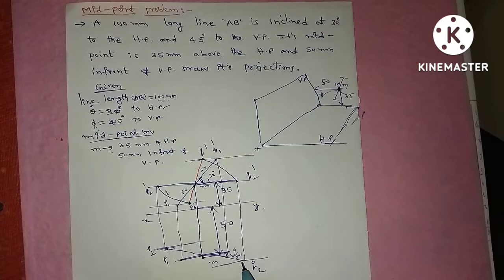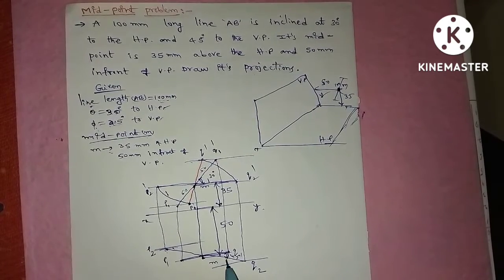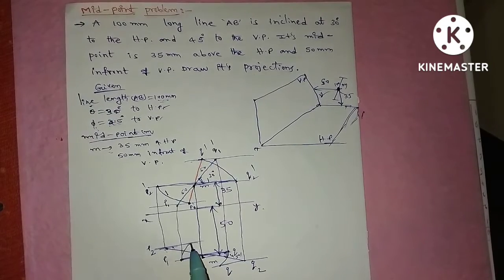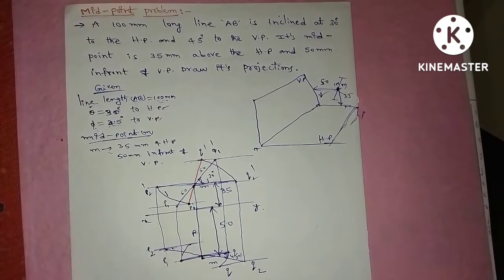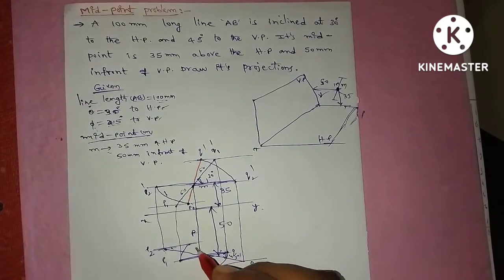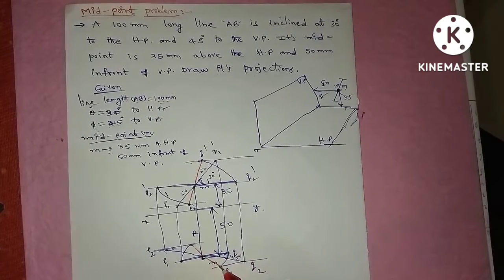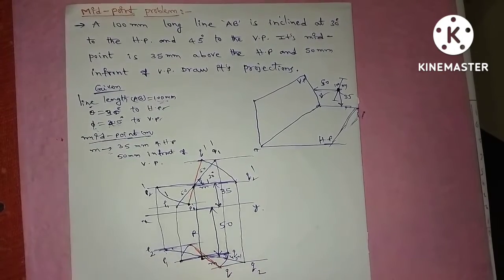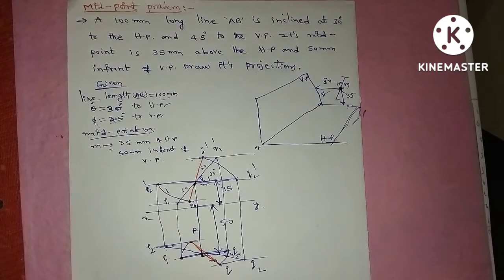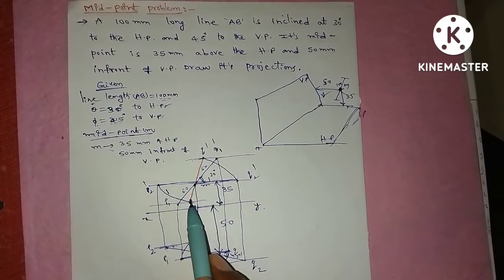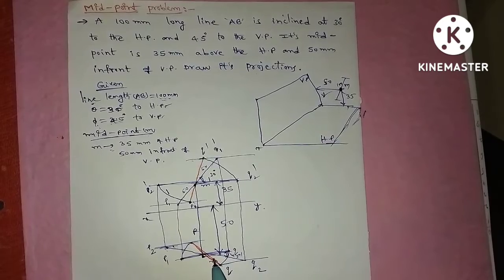Similarly, the final top view we draw by projection of MQ1 as a radius to the locus of Q2, and similarly MP1 up to the locus of P2. So PQ is the final top view. This is the procedure to draw the projections, the front view and top view when the midpoint is given instead of the end point.